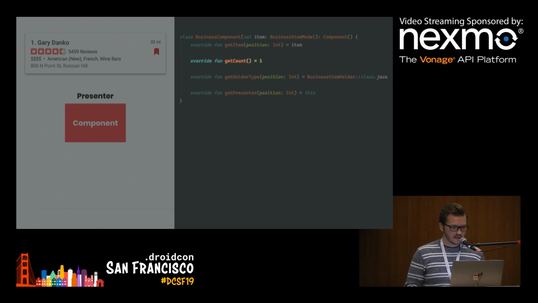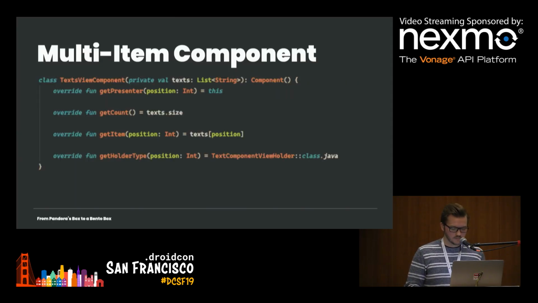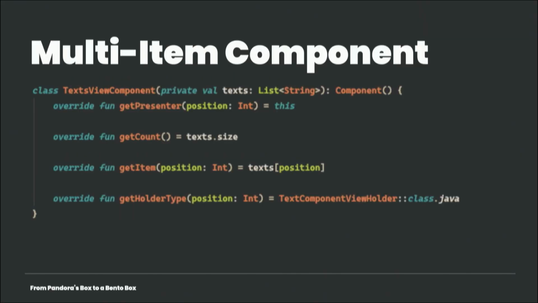So now let's see what happens if we have more than one item. Here we have a texts view component. Instead of just taking one view model in its constructor, it will take a list of strings, so it could potentially have multiple items. In this case, we can skip over the getPresenter method. We're not doing anything fancy with click listeners or anything like that, so we don't have to worry about it too much. But let's say we pass in a list of 3 strings here as our texts list.